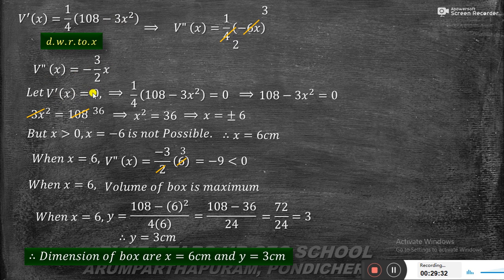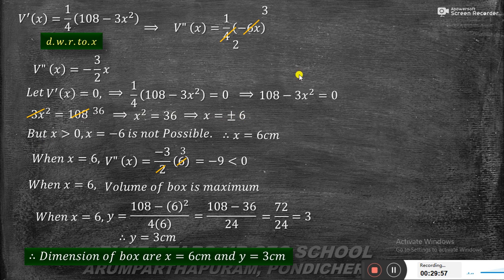Therefore V'(x) = 0, so 1/4 (108 - 3x²) = 0. So 108 - 3x² = 0. Taking the minus 3x² to the right hand side, 3x² = 108. Therefore x² = 108/3, which is 36. x² = 36 means x = plus or minus 6.